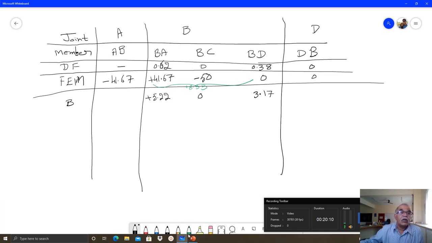Now carry over, BA moment should be carried over to AB because A is fixed end, that is plus 2.6 by 50%. This is 0, and this BD moment should be carried over to DB, that is 1.6.